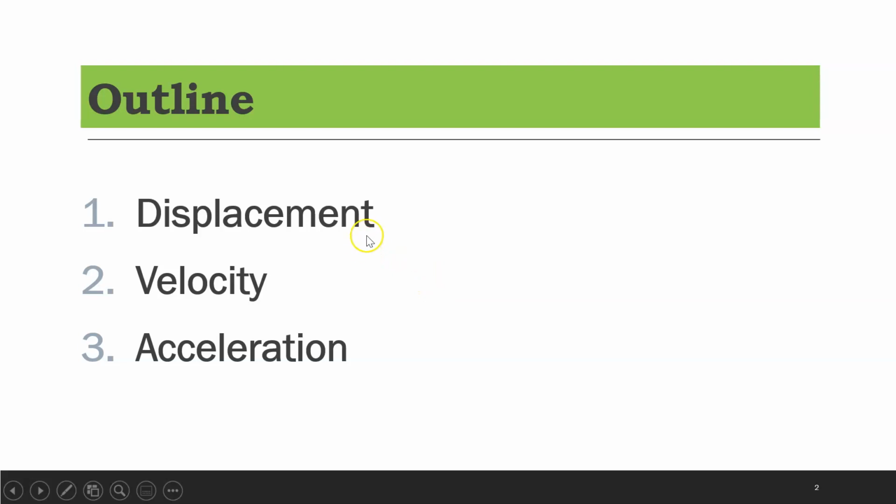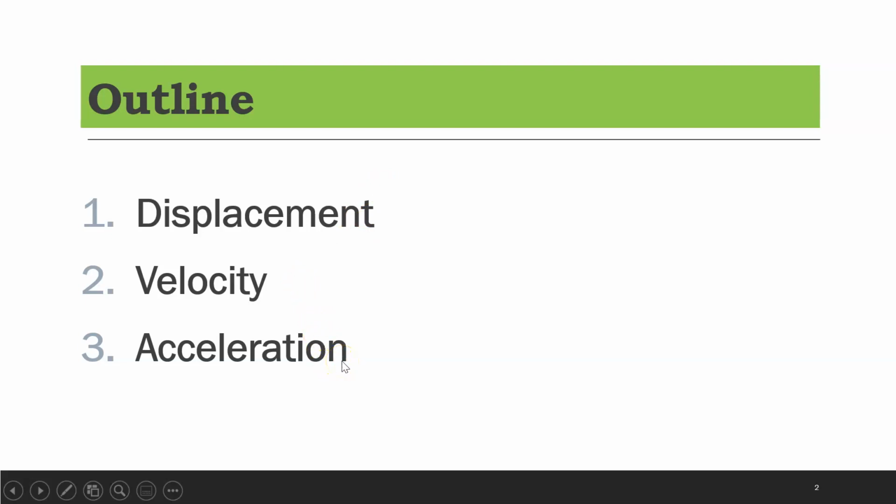So basically in this chapter there are three subtopics. The first one will be displacement, which is sasaran. Second one will be velocity ataupun laju. And the third one will be acceleration, what we call it as pecutan. So you have sasaran, halaju, dan juga pecutan.